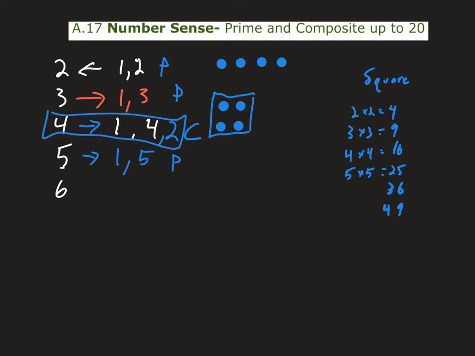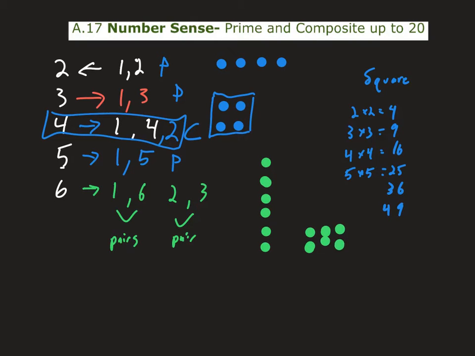6 gets a little bit different because now I can do 1 and 6. These are factor pairs. But I can also do 2 and 3. That's my other factor pair. So if I wanted to make an array for 6, I could do it 2 different ways. I could do 1, 2, 3, 4, 5, 6, or I could do it 1, 2, 3, 4, 5, 6. Either way, I've got a rectangular array. This is a rectangle, roughly. And that makes it a composite.